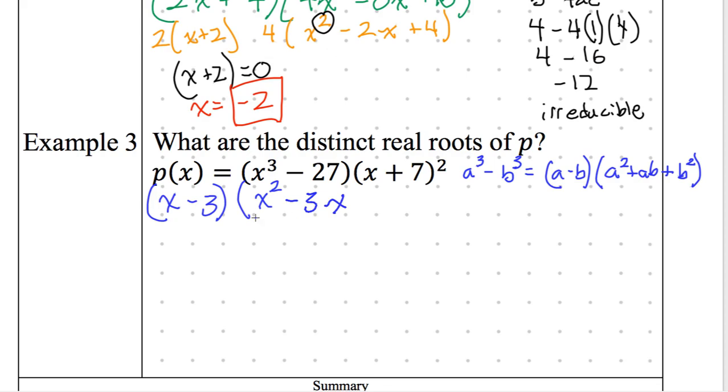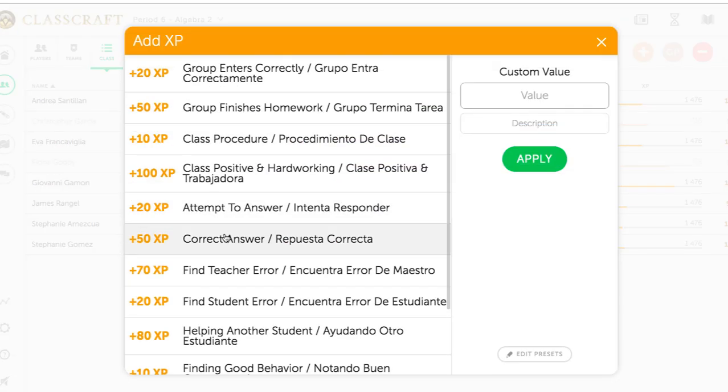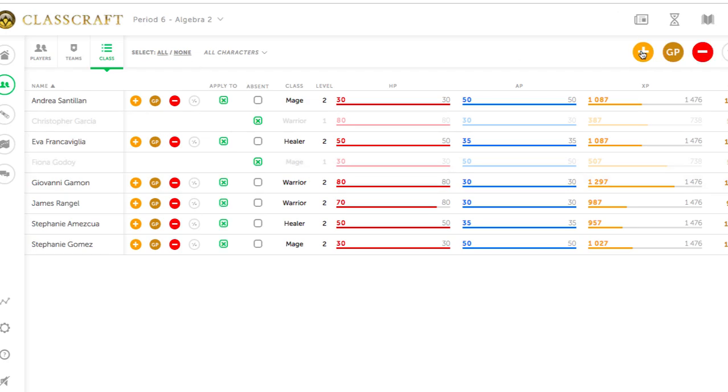I multiplied these two numbers. Negative 9. But there's an error here. It's right here. Is it positive 3x? Yeah, it's positive 3x. And then finally, do a plus sign because there's a plus sign right there. 9.